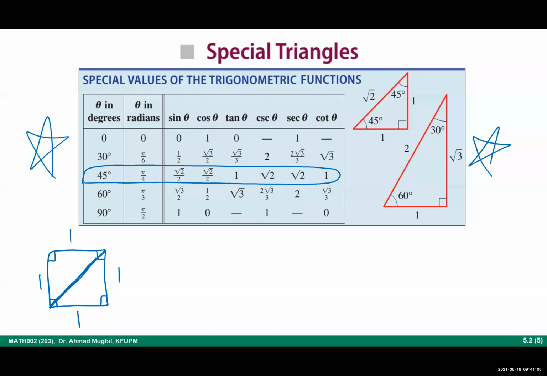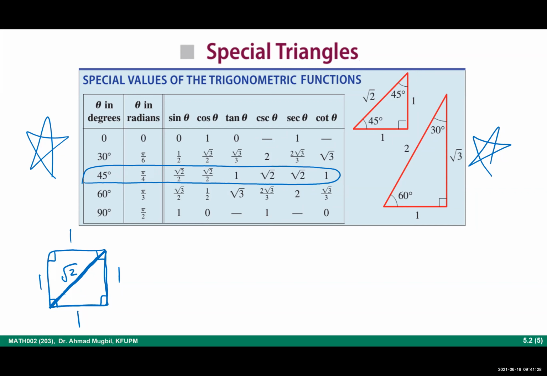Who can tell me? What will be the length of this diagonal? The square root of 2. The square root of 1 squared plus 1 squared, which will be 2. And this is the first time that, ya shabab, they realized that there is an irrational number, square root of 2. So now this is square root of 2.